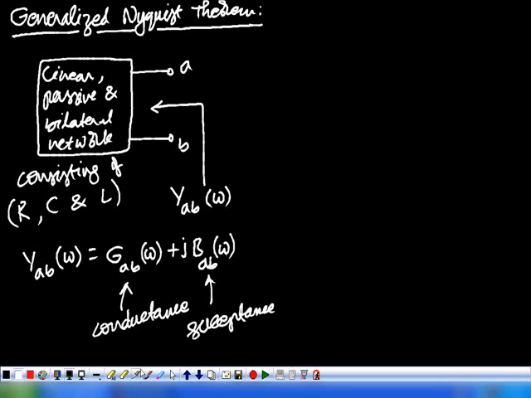We considered a single resistor that is replaced by a noiseless conductance in parallel with a noise current source. We are doing the same, but we are generalizing the process. This particular network may consist of more than one resistor. So this is a generalized linear passive bilateral network. We find the admittance seen through the terminals AB, and then this network can be replaced by a noiseless admittance.